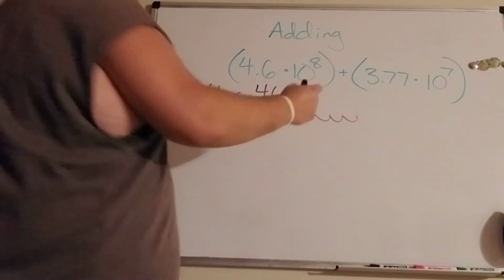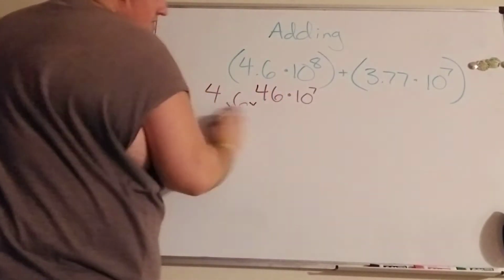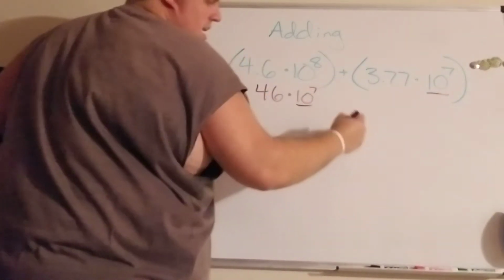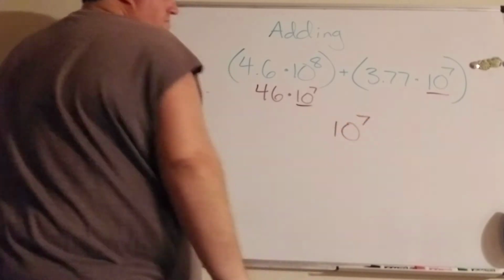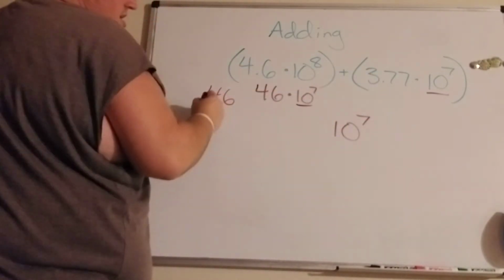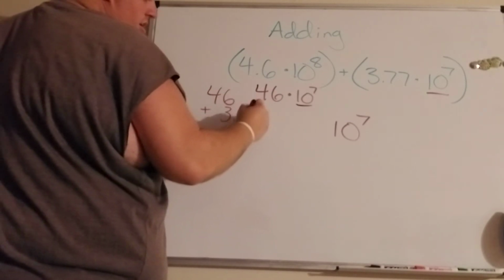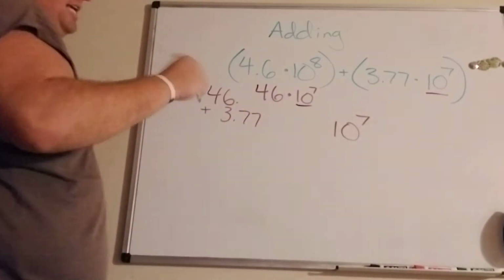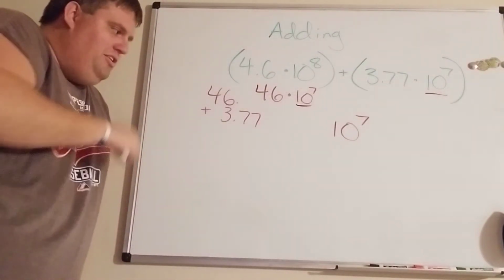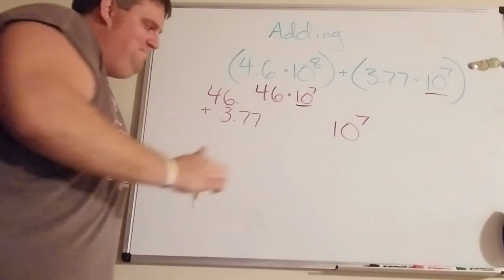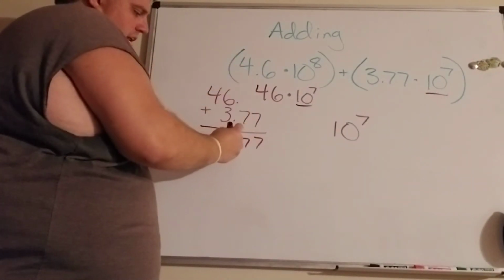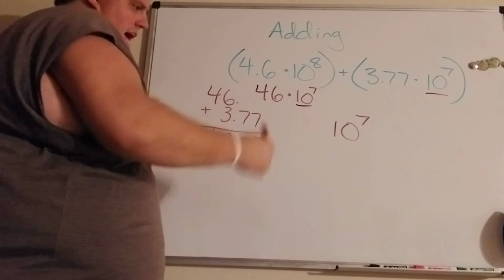So now that they're both 10 to the 7ths, I can just leave 10 to the 7th, and I can add the two numbers out in front. Again, making sure that you line them up at the decimal point, just like old school math, when you were little and you used to do this all the time. So we're going to get 7, we're going to get 7, we're going to get a 9, we're going to get a 4, like that.